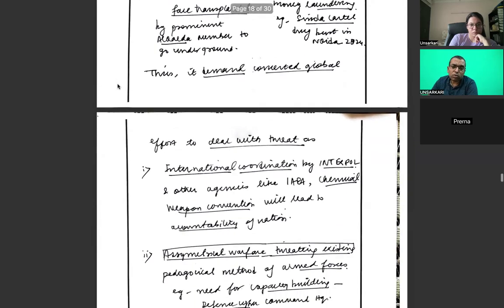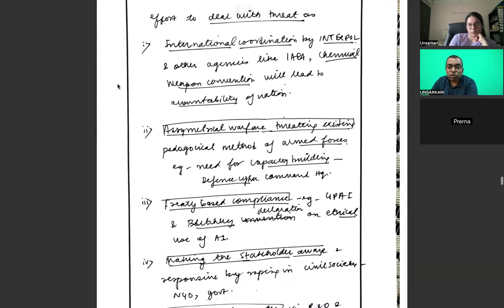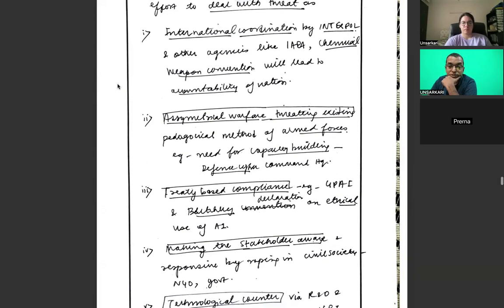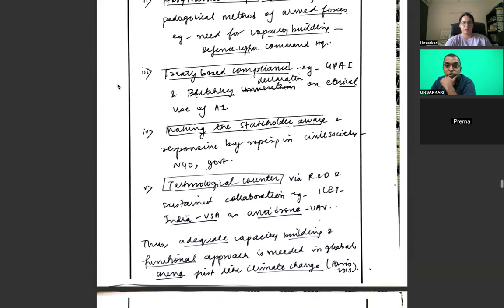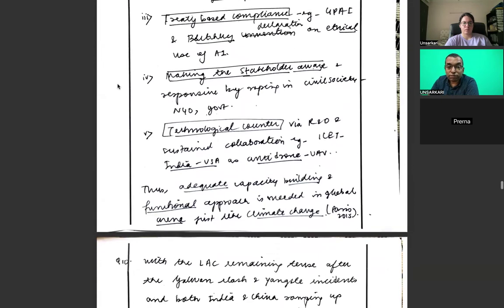So good ideas. Deal with the threat through international coordination by Interpol and other agencies like the Chemical Weapon Convention. It will be very much important. Asymmetrical warfare is threatening the existing pedagogical method of armed forces. Treaty-based compliance should be there. Like they are talking about how it must be ethical also. There must be ethical use of AI, making the stakeholders aware, a responsible role. That's what one can say.